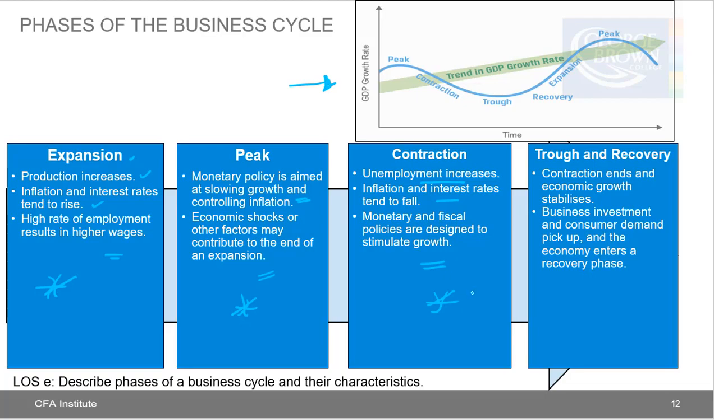Fiscal policies relate to government's ability to tax, increase taxes or decrease taxes, and government expenditures. They can spend more money or spend less money. So fiscal policy: expenditures and taxes. Monetary policy is through control of the size of the money supply and the growth rate of the money supply. And finally here, the trough and recovery phases. Contraction ends and economic growth stabilizes. Business investment and consumer demand pick up, and the economy enters a recovery phase.